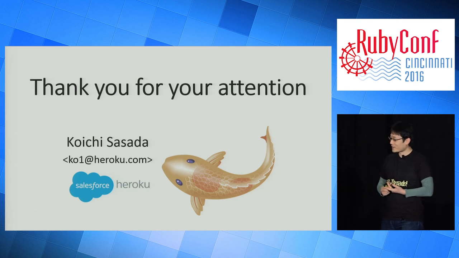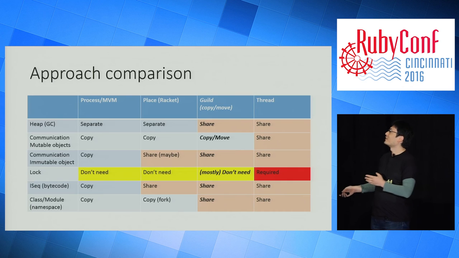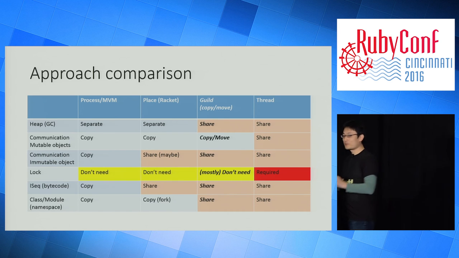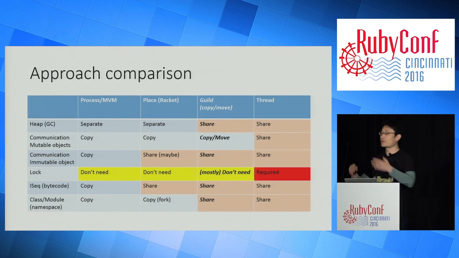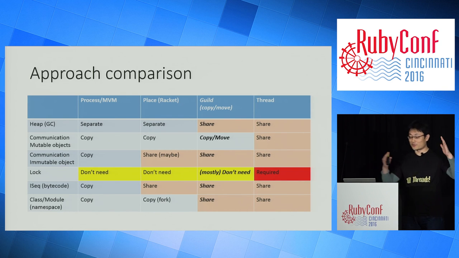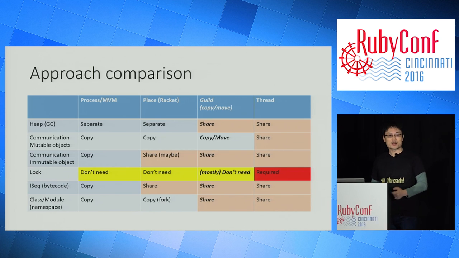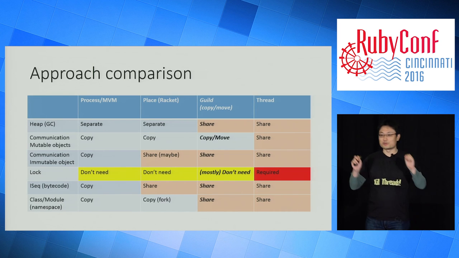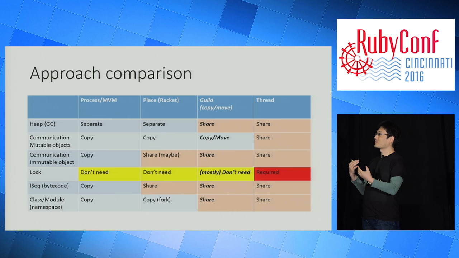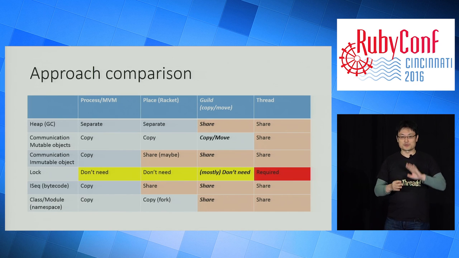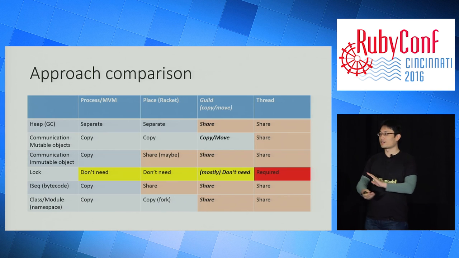In this presentation, I skipped these points. Guilds are designed to share classes and modules, and we can share the method objects and the bytecodes. Such a technique will decrease the memory consumption and other overhead. However, as you said, the class object is mutable. The module object is mutable. So this is a problem, the same as thread programming. This is an open problem. But I think in most cases, classes and modules are immutable, or we don't touch class definitions and module definitions.